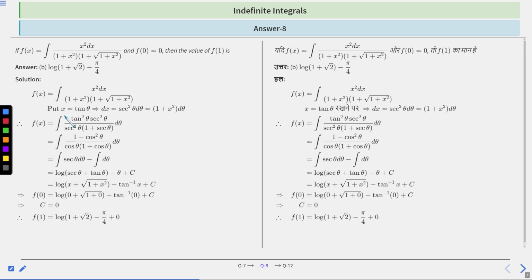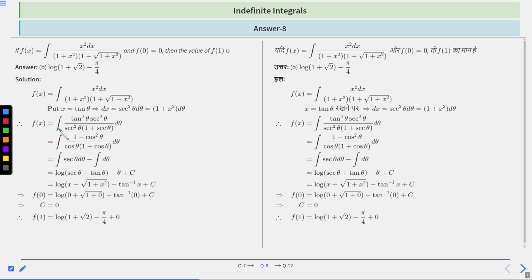But here we are putting x equal to tan theta. Therefore, dx will be sec square theta d theta, which is equal to (1 plus x square) dx. Sec square theta can be written as 1 plus tan square theta, and we have taken x equal to tan theta. Therefore, this becomes (1 plus x square) into dx, right?